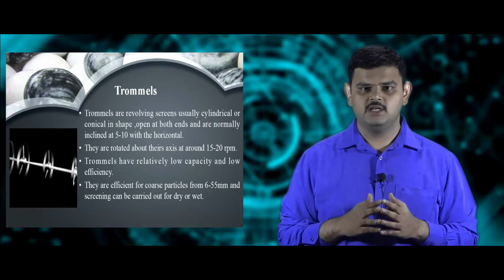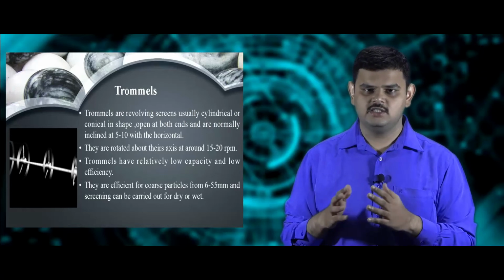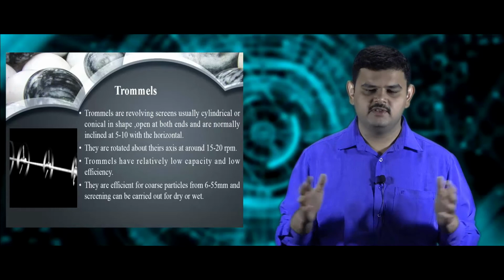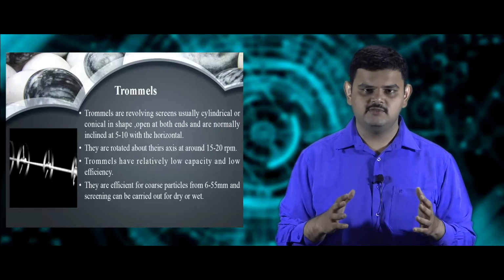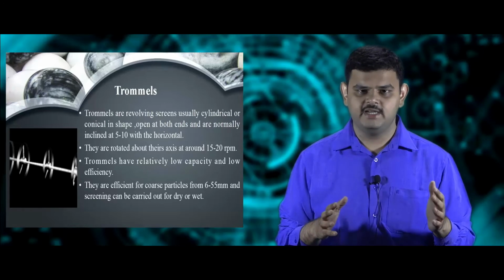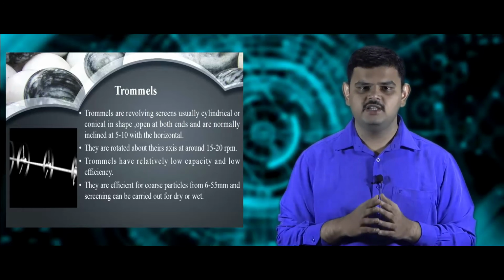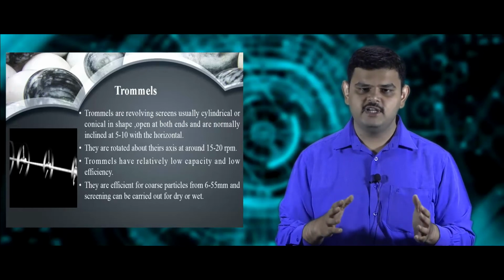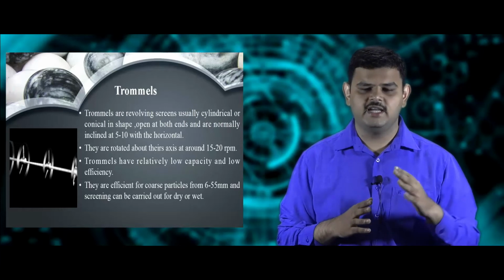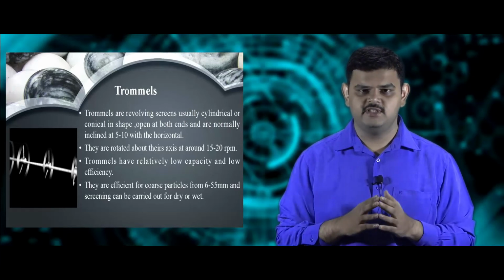Now we move on to the fourth industrial screening equipment, trommel. The trommels are rotating screens. The trommels have a cross section of cylindrical or conical. The trommels can be opened from either side. The trommels rotate about their axis and have multiple entries and multiple outputs. The trommels rotate at the slowest speed of 15 to 25 rpm. The trommels have a tilt angle of 5 to 10 degrees and they have the lowest efficiency.